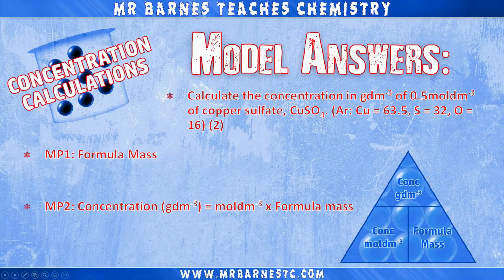Okay, let's go through then. This question asks you to calculate the concentration in grams per decimeter cubed and gives you the concentration in moles per decimeter cubed. So you should realise it's a conversion calculation. Step 1, work out the formula mass.